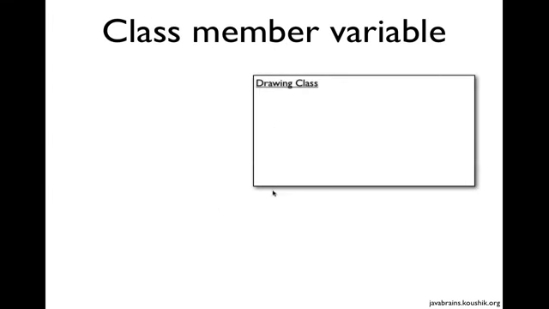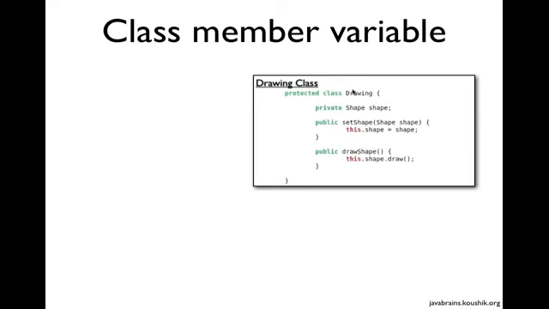What I'm going to do is have a drawing class. This drawing class will have a class member variable called shape. It's not going to be a member variable of type triangle. It's not going to be a member variable of circle. It's going to be a member variable of type shape. Now assume that I have a code like this. I have a class drawing. I have a private shape object.